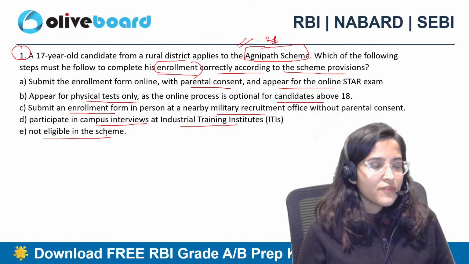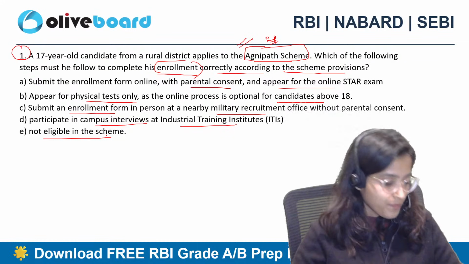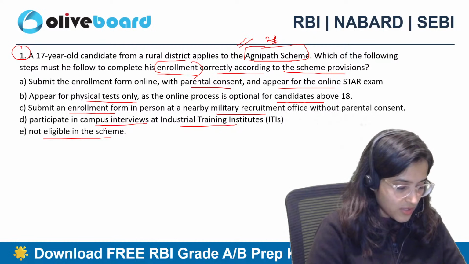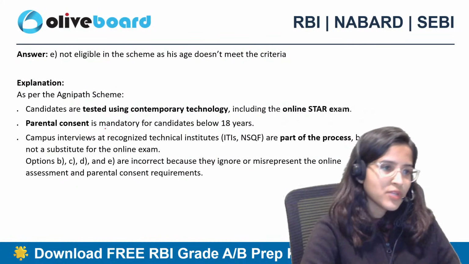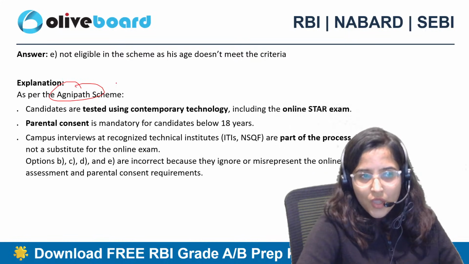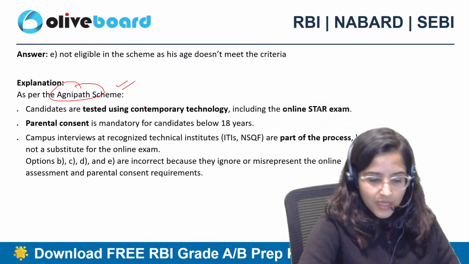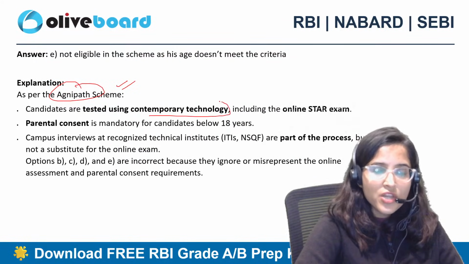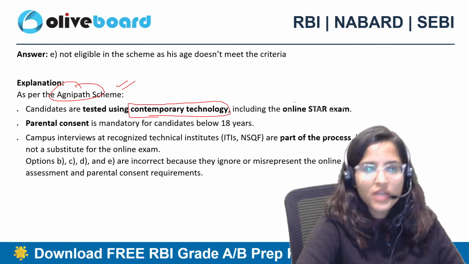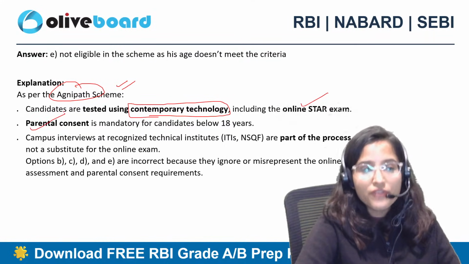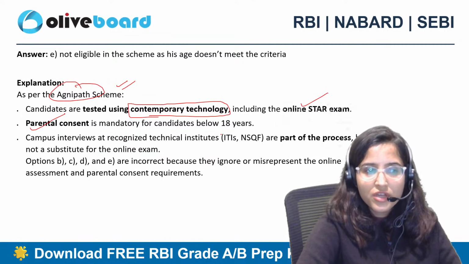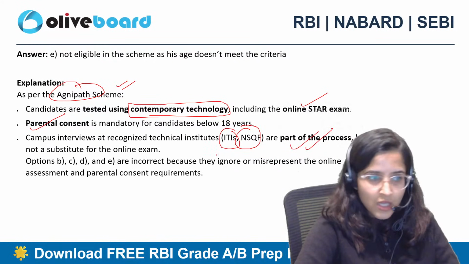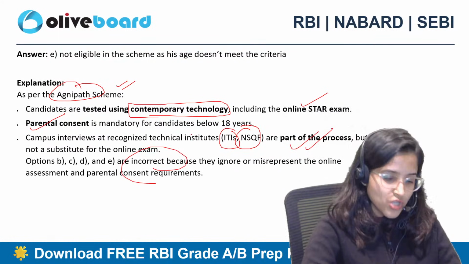हाँ जी, 17-year-old candidate from a rural district applies to the Agnipath scheme. First question, you have given me E as the answer. Let us check the correct answer. E, absolutely correct. According to the Agnipath scheme, the criteria is that this person is not eligible for the scheme. Candidates are tested using contemporary technology, including the online STAR exam. Parental consent is definitely mandatory. Campus interviews happen at recognized technical institutes, ITIs, NSQF, as part of the process. So B, C, D, E are all incorrect because something is reversed in each of them.